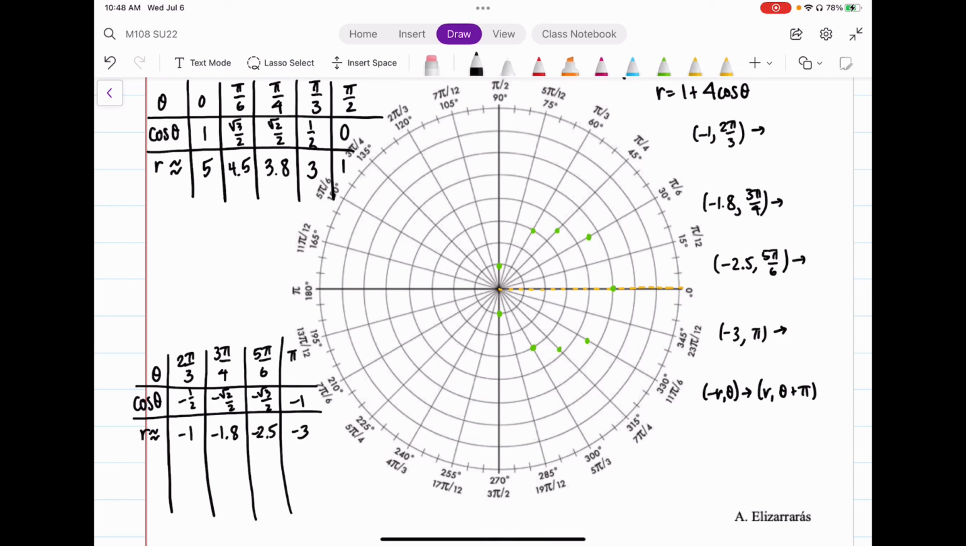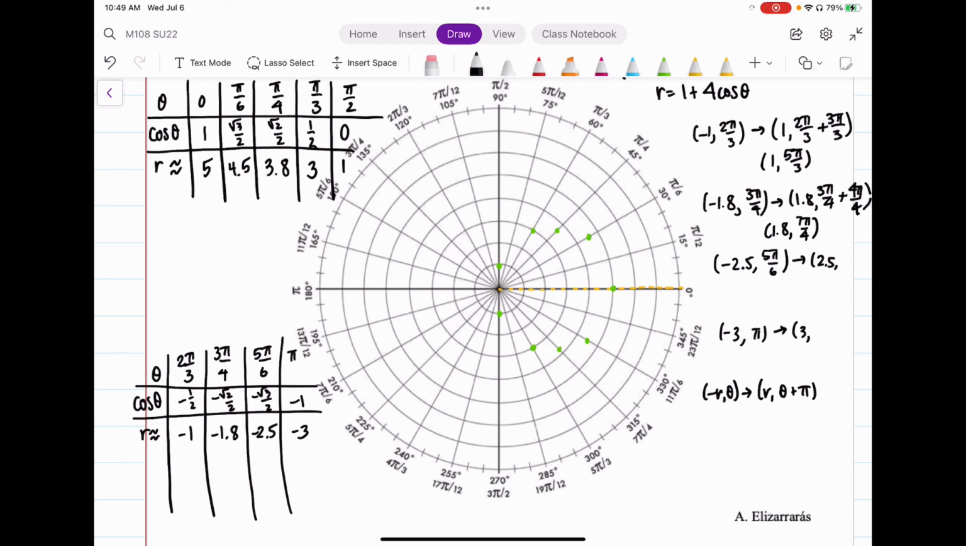Recall that a negative r, theta is the same thing as r, theta plus pi. I'm going to make each of the r's in these ordered pairs positive, but then I'm going to add pi to each of the thetas to get the coordinate. So 2 pi over 3 plus pi, or 3 pi over 3, so that they have the same denominators, is the point 1, 5 pi over 3. 3 pi over 4 plus 4 pi over 4, which is just 1 whole pi, is 1.8, 7 pi over 4.